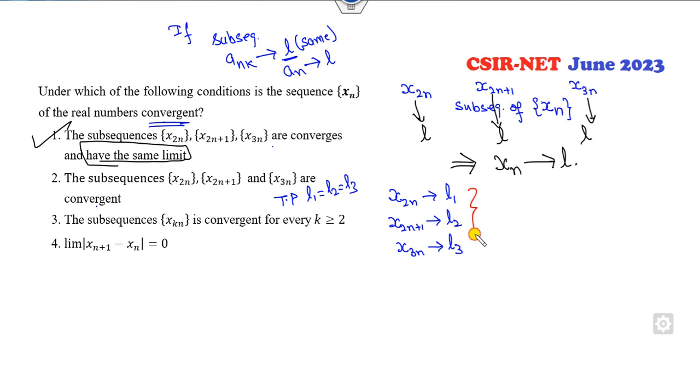How can you prove that? Very simple. If I choose any of the numbers, let's say 9. 9 is an odd number. If it is an odd number, it converges to L2. But 9 is also a multiple of 3, so it converges to L3. But once it is convergent, it converges to a unique limit. So what does it mean? L2 is L3. Similarly, I can choose any even number that is a multiple of 3.